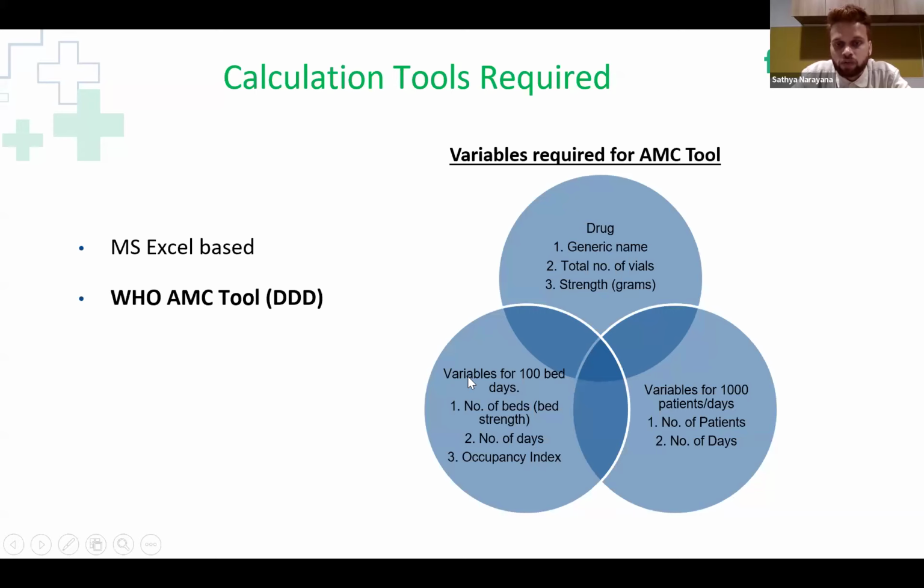And if it is about patient days, we need to know where the patient was admitted, what is the strength of that particular area, how many days the patient was there, and what is the occupancy index. And the last one would be, if you are calculating for 1,000 patients per day, then it would be the number of patients and number of days. Number of days in the sense of that particular specific period of time that we are going to calculate.